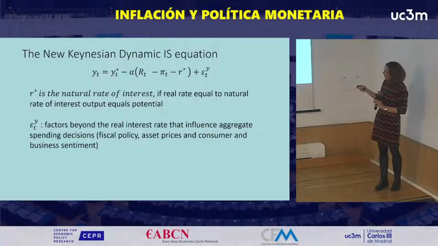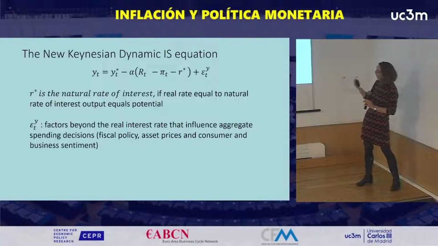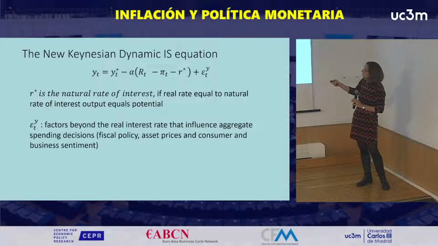And with some assumptions, it's a similar relationship. It tells me that output is going to depend on potential output, and it's going to be negatively related to what? To the real interest rate. Why? This is the nominal interest rate. This is the inflation in the economy. And this is what I'm going to be calling the natural rate of interest.